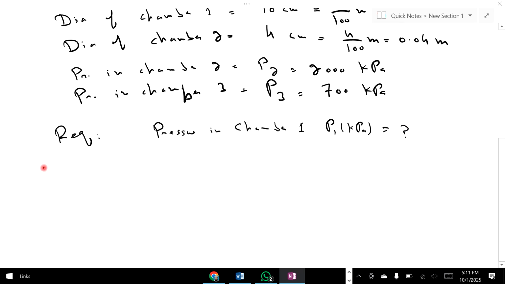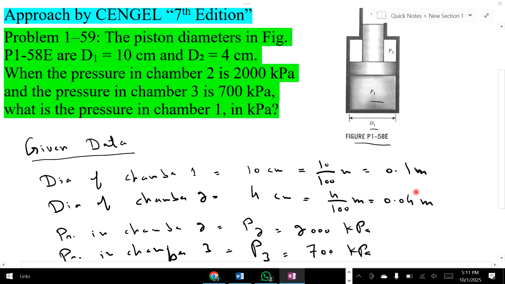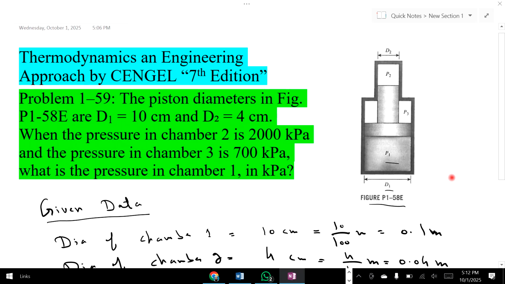So in the solution, first we show the equilibrium force diagram. We know that P2 and P3 act on a piston cylinder arrangement, so P2 and P3 pressure will be in the downward direction. This is P2 and this is P3 on this ring. This is P3, and P1 is in the upward direction.